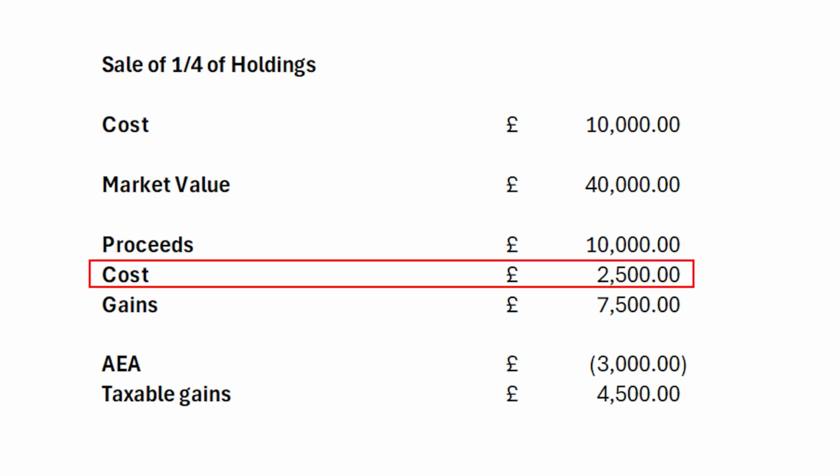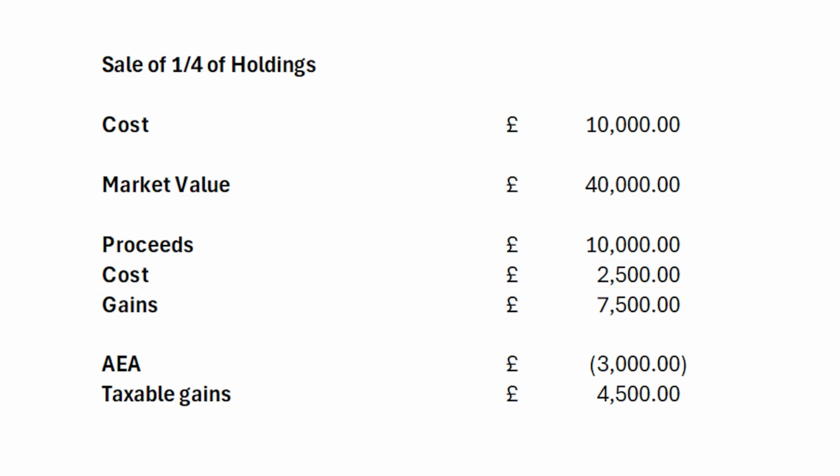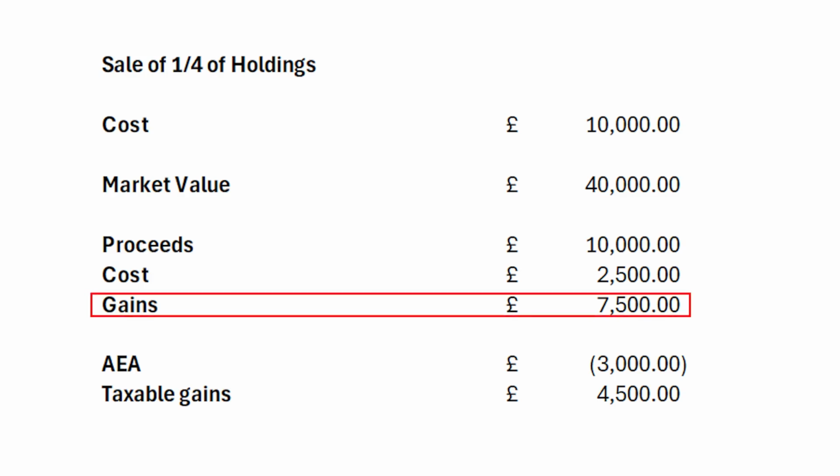Now, please note that it's not £10,000 because it's not first in, first out or anything like that. We don't have that in the UK. We have something called Section 104 pooling. We average the cost out in this very simple example. So that means your gains would actually be £7,500.